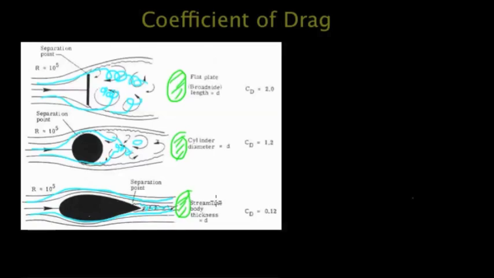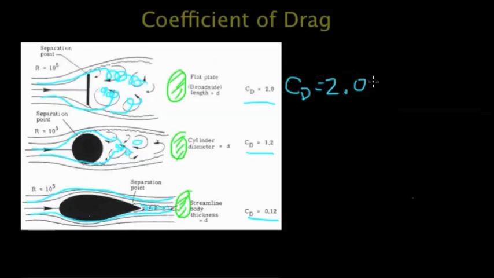Okay, so the coefficient of drag takes all this complicated stuff and converts it into a very simple number. So here we have three coefficients of drag, and the larger the coefficient of drag, the more force it's going to take to push this thing through the air. So here with this plate, what we're looking at is a coefficient of drag of 2.0. I don't know if you guys can see that, but that one, the CD, is equal to 2.0.